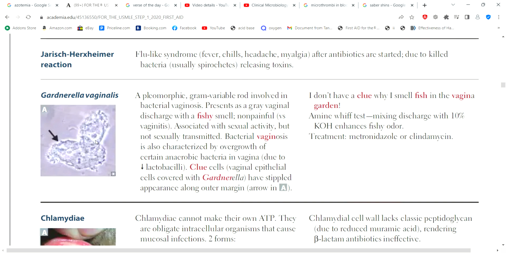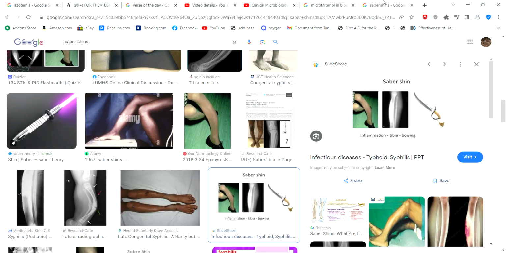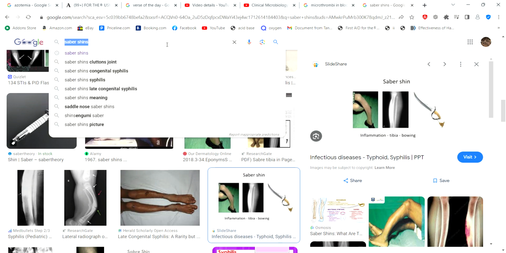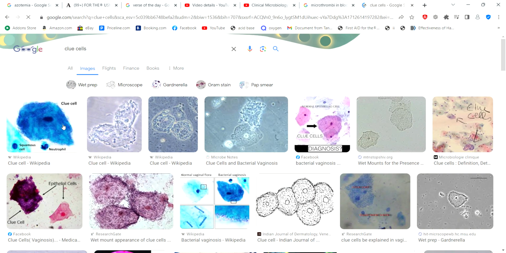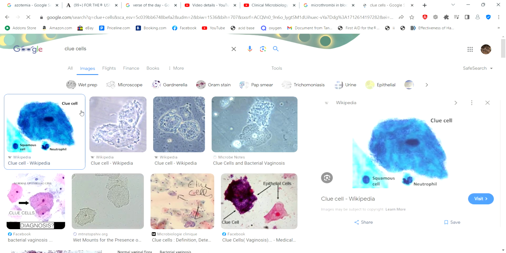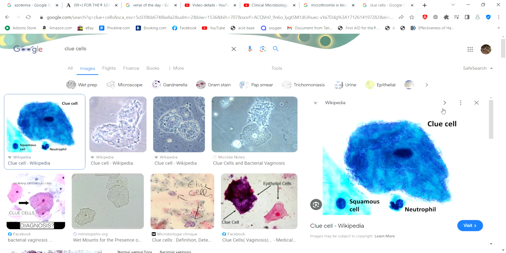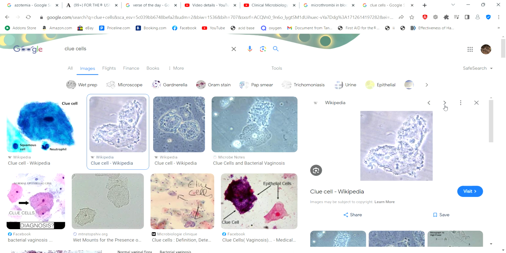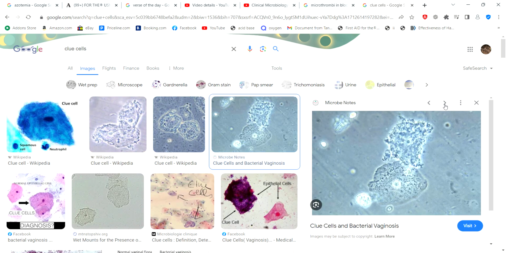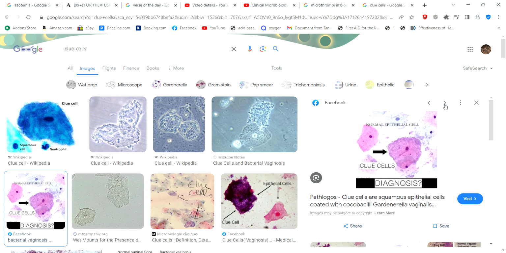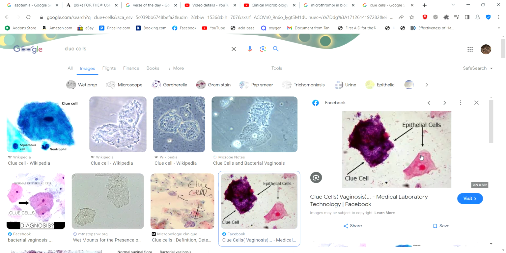Clue cells, you see clue cells here. This is a clue cell. See, this is a clue cell, okay? Don't forget. So here, this is a normal cell of the vagina, and this is a clue cell.